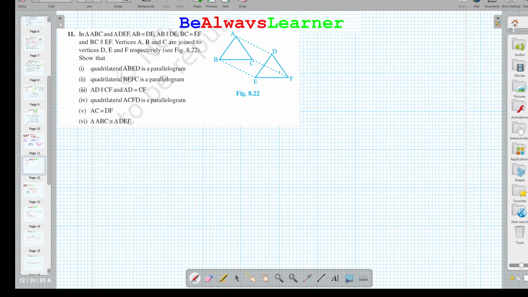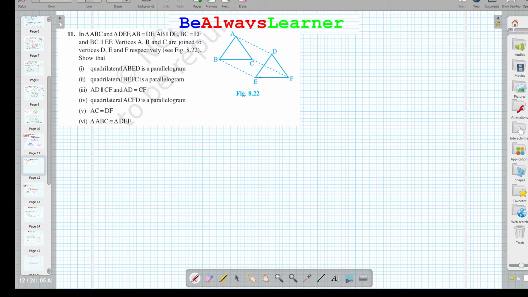The question is: ABC is a triangle given, and DEF is another triangle given, in which AB is equal to DE and both are parallel also, and BC is equal to EF and both are parallel also. The vertices A, B and C are joined with D, E and F respectively.